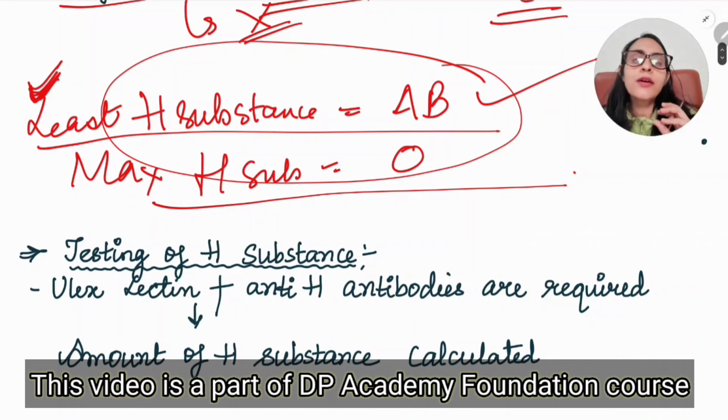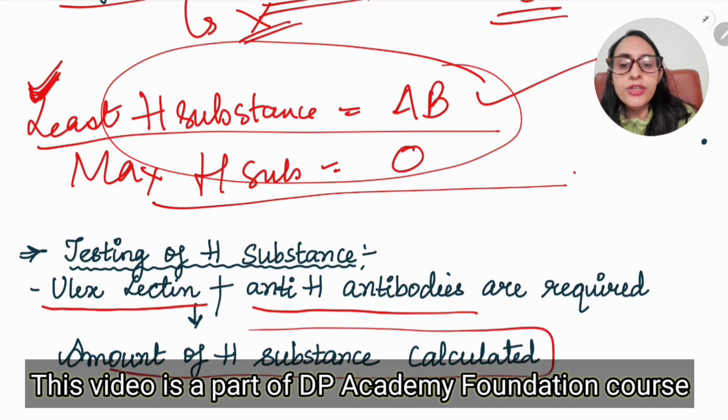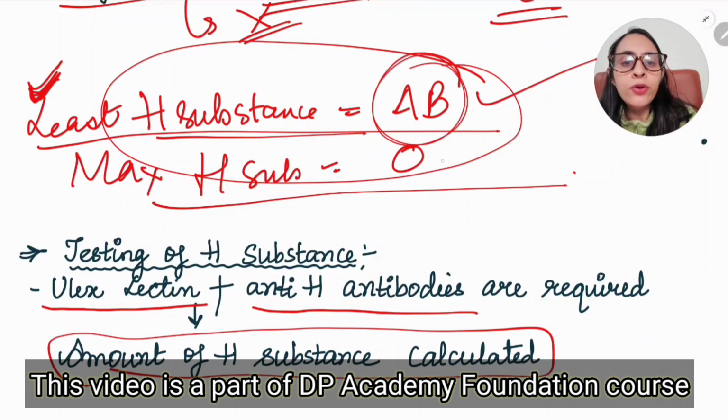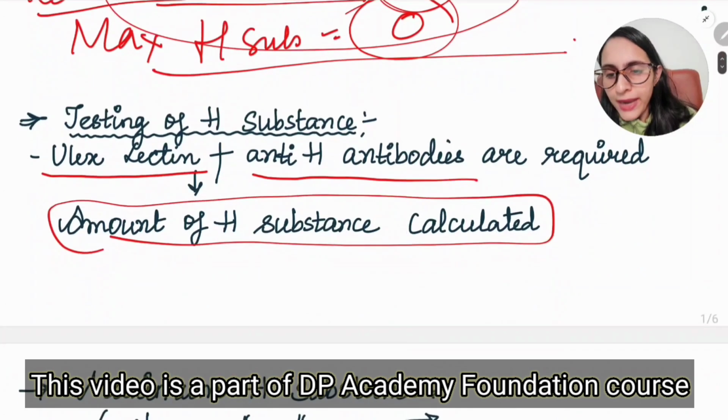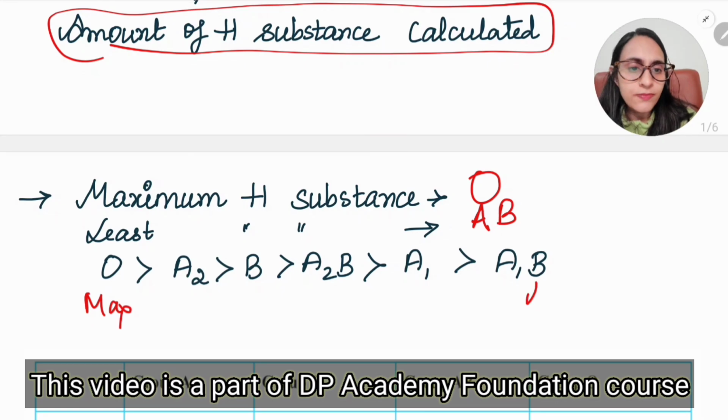How do we test the H substance? We use Ulex lectin and we have anti-H antibodies that are required, and on that we do the calculation for the amount of H substance we have. I have already told you the least H substance is present on AB blood group. Maximum H substance is present on O blood group. So the maximum is present on O, least is present in AB blood group. We go from maximum to least.